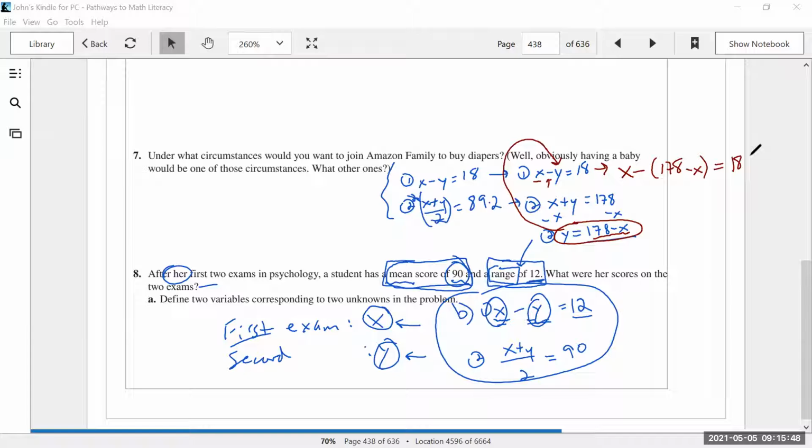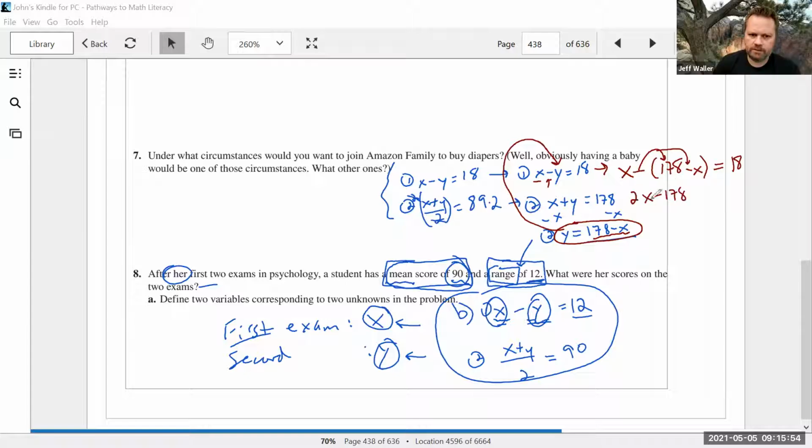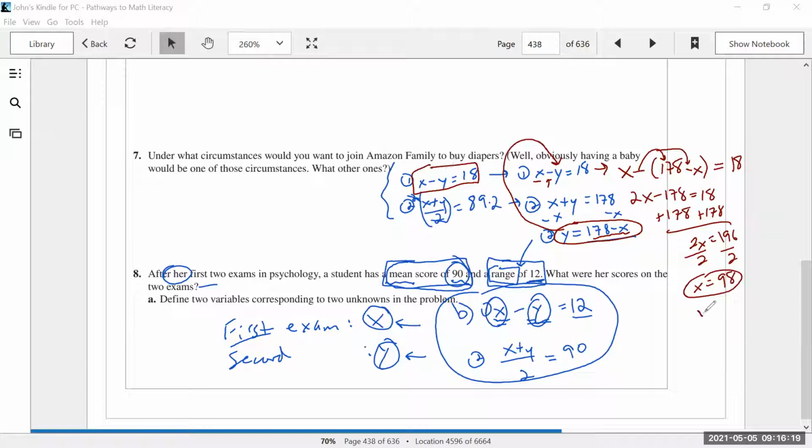It would make it negative 178 plus x now, right? Yes. Plus x, that'll be 2x. Add 178 to both sides, I get 2x equals 196. Divide by 2 and you get 98. Sure, Jeff. So that's one test is 98. Then I can use this to figure out the other test has got to be 80.